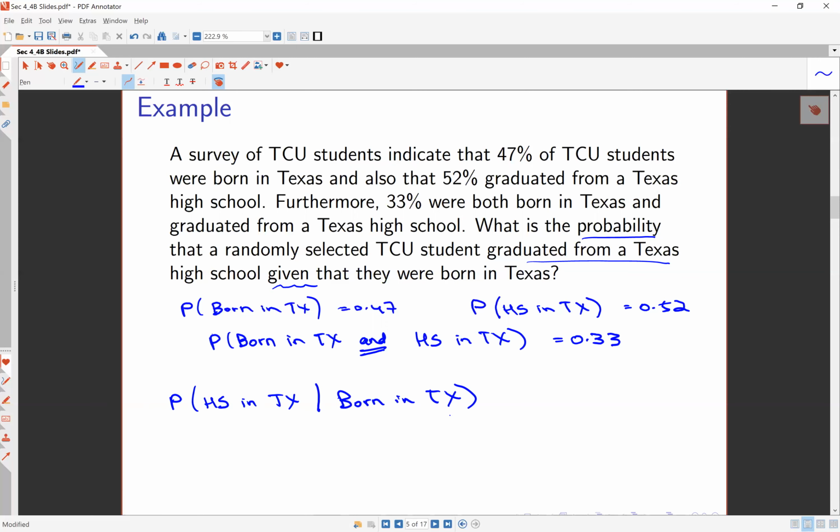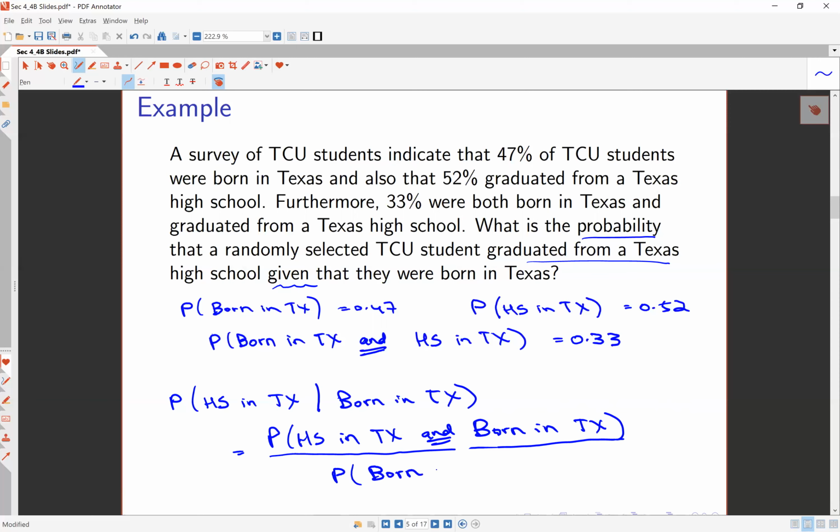We don't have the information pertaining to the specific numbers of students, but we do have the probabilities, and our formula says if we want a conditional probability, if we have the probability of the overlap where both statements are true, so if we know the probability that a student satisfies both of these conditions, we can then divide by the probability of whatever it is that we're conditioning on. The conditioning statement is also the one in the denominator. Then we can do this calculation.